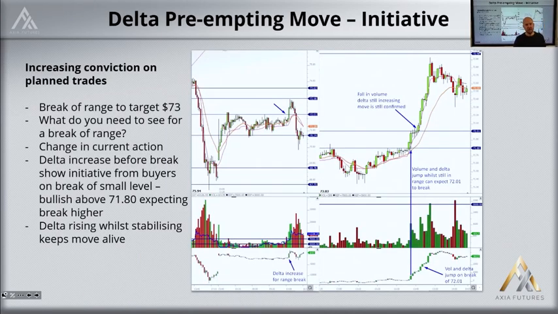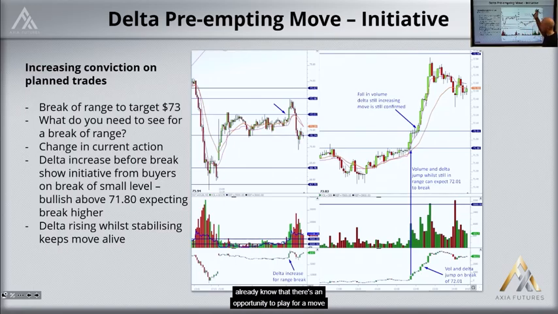Okay, another way that you want to be looking at delta is a method to preempt something, to preempt what's going on, to preempt entering a trade. Now, we've kind of already talked about this with the delta divergence, but this is using it to confirm something that you're already looking for. So rather than it be something that says the reversal is on, wait for a way of getting into this, you already know the trade here. You already know that there's an opportunity to play for a move up.